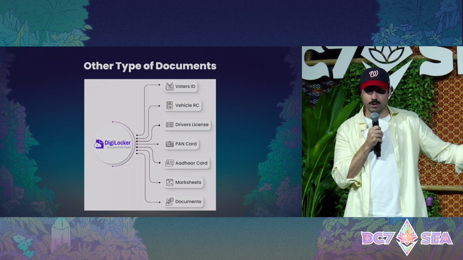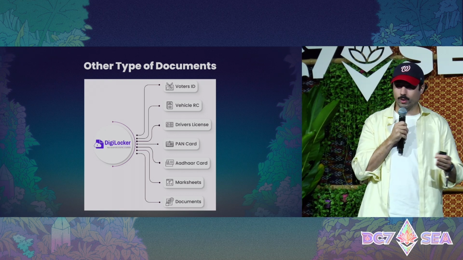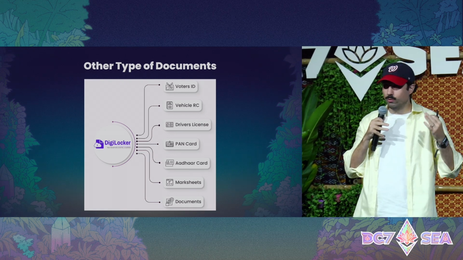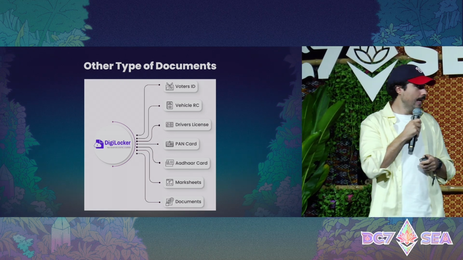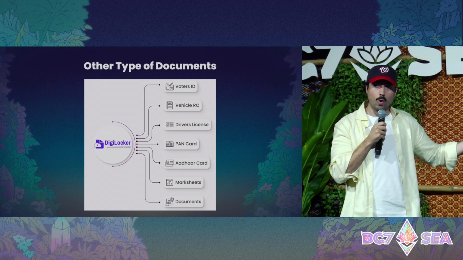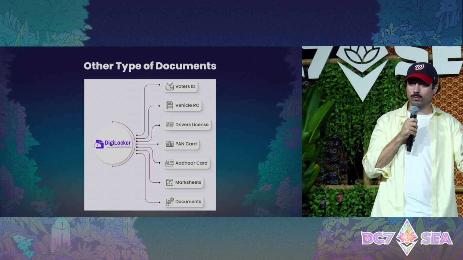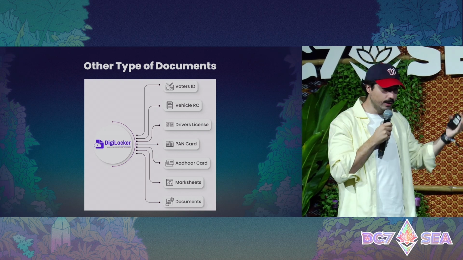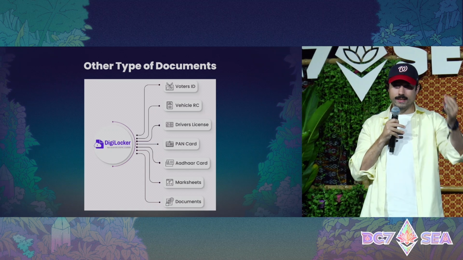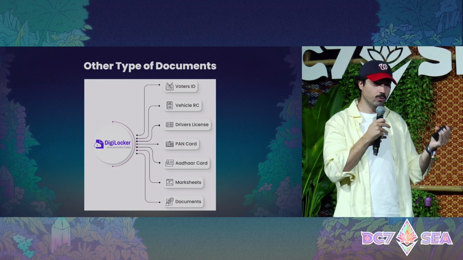DigiLocker in India is the application where you can store all your official documents, your driving license, your degrees, your bank statements, and this is actually signed data. So we know how to snarkify it, and we know how to generate proofs about it. Now you can imagine authentication mechanisms that are very deep, but still have a very strong privacy layer.